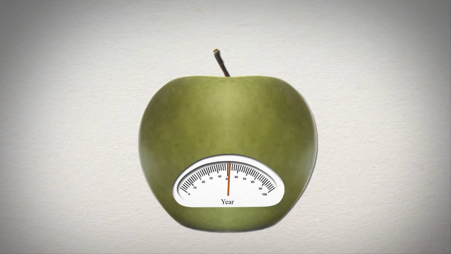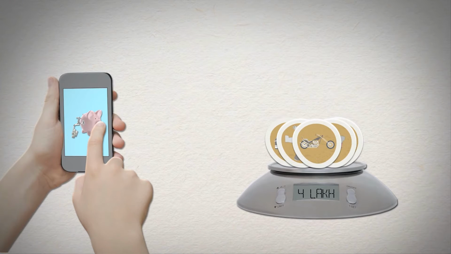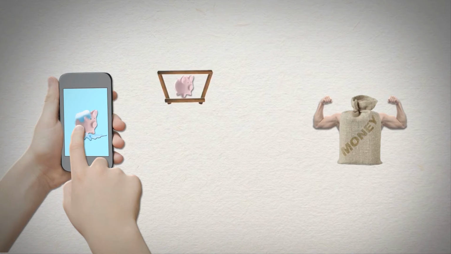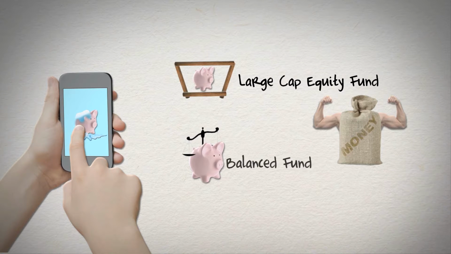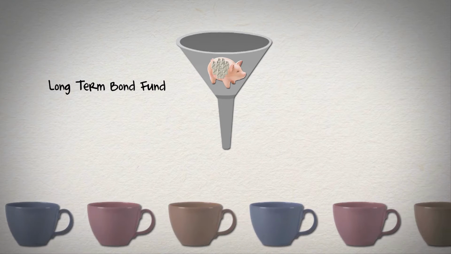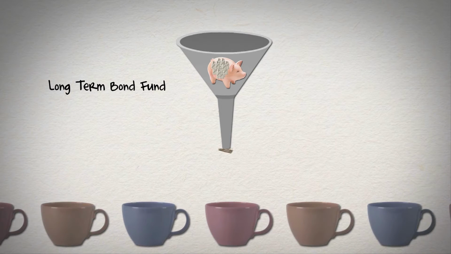With increasing lifespans, an investor may want to opt for some investments and funds that have the potential to beat inflation over long periods, such as large cap equity or balanced funds. A larger portion can then go towards a long-term bond fund to generate income that takes care of regular expenses.